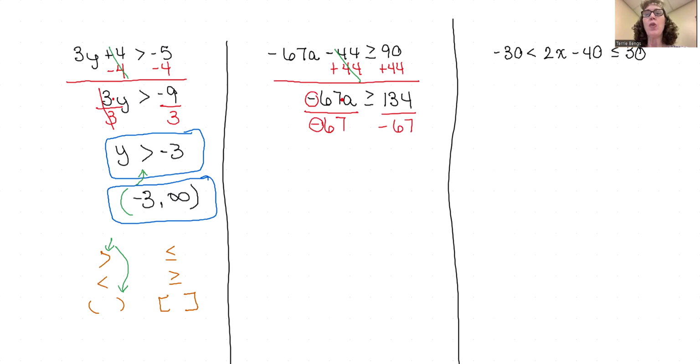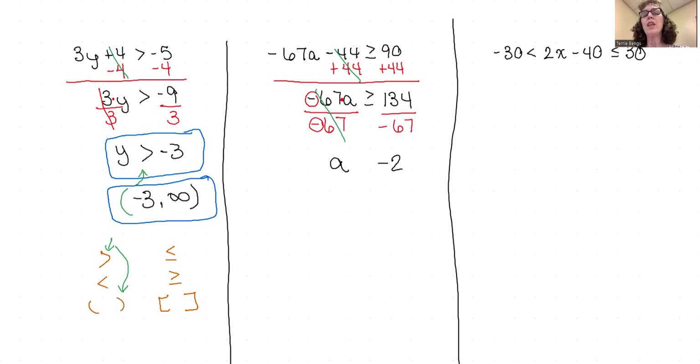All right, so when we divide that out, this would actually cancel out those negative 67s. And we're going to be left with just A. And 134 divided by a negative 67 is a negative 2. Now, if you'll notice, I didn't write my sign down yet in between it, right? I didn't write down my inequality sign.